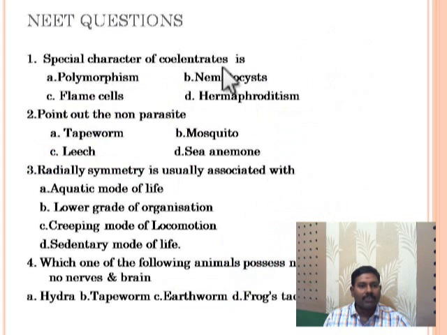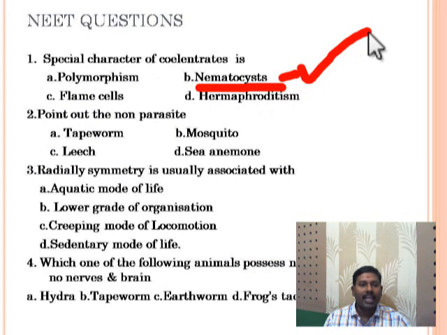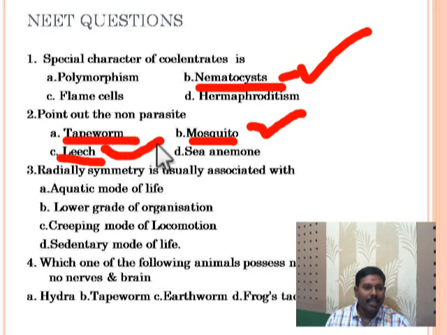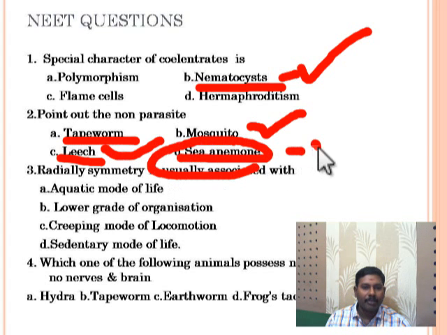What is the special character of coelenterates? Yes, for Porifera it is the water canal system; here, for coelenterates, the nematocyst is the important character. You are right. Point out the non-parasite. Tapeworm, this is Taenia solium. We will discuss later, when we come across the next phylum, Platyhelminthes. And then mosquito, this is also a parasite. Leech, this is also a parasite. So which is not the parasite? Sea anemone, which is a member of coelenterates.